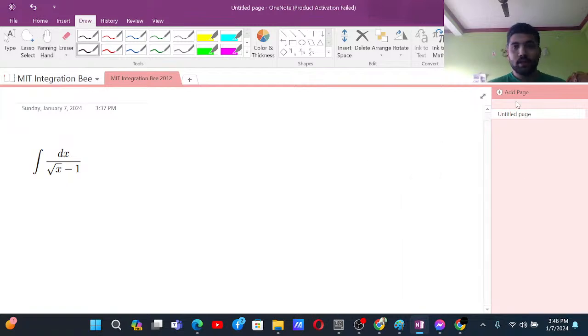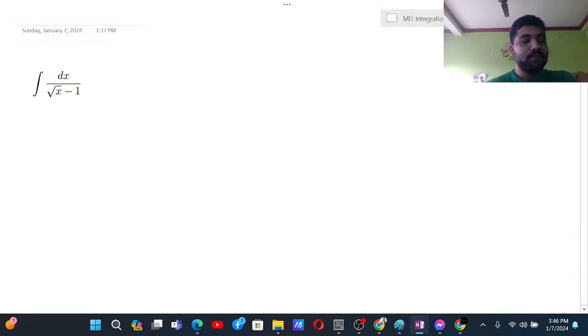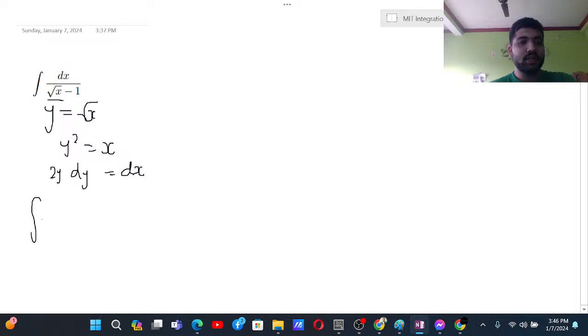To solve this problem, first of all, we will want to simplify the root x. For that, we can just assume y as root x. Then we will have y square equals to x. Now we can differentiate both sides to get 2y dy equals to dx. Now we'll use this to simplify the integral. dx will be 2y dy, and root x will be y minus 1.